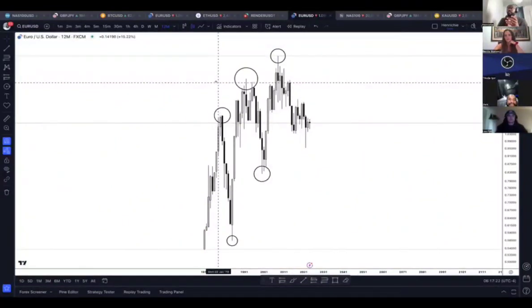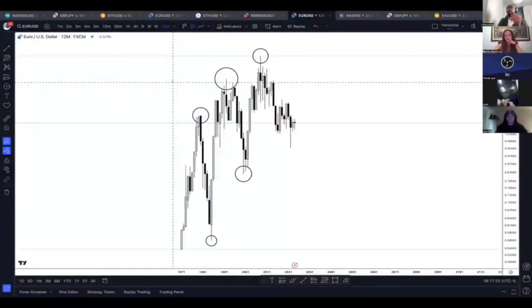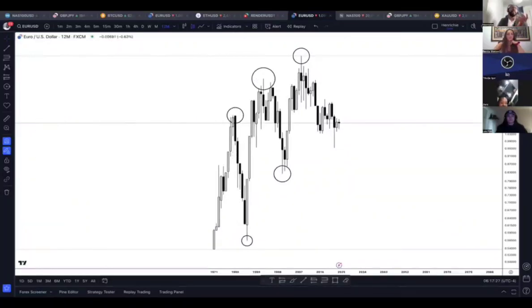But now let's talk about Euro US dollar. And if you're looking at the Euro US dollar, it's very clear as day.